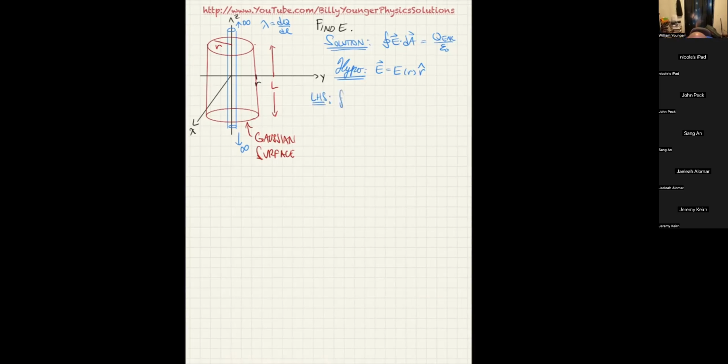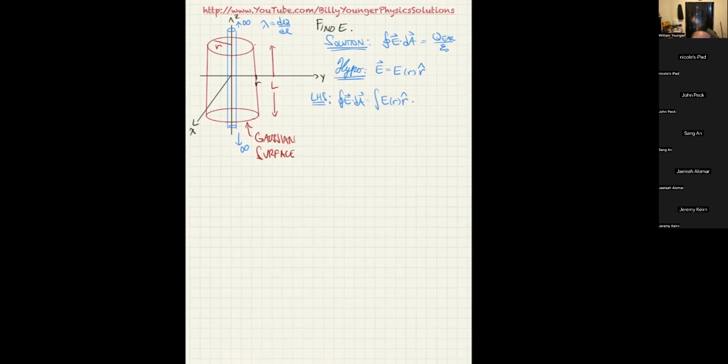So the left-hand side says the closed integral of E dot dA. Well, that's going to be equal to E. Now, it's a surface integral, just like the one we were just doing. So I've got to evaluate it on this red surface, and on this red surface, the radius is, in fact, R. So that's me applying the surface integral part.